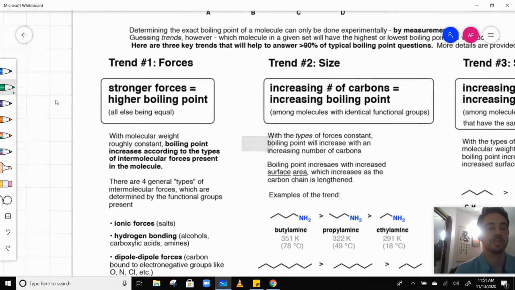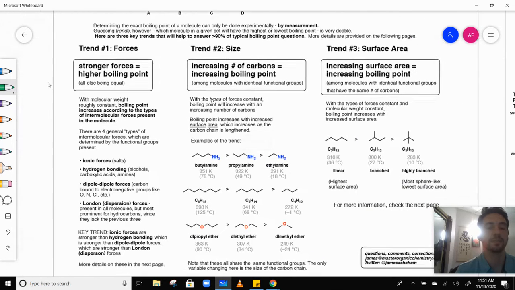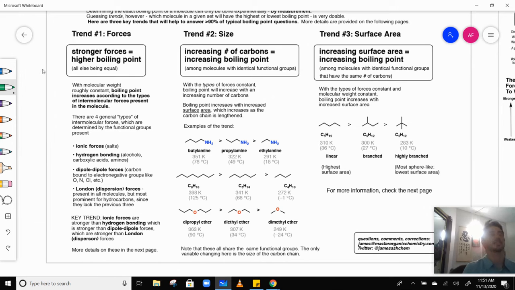When you look at this type of question, the first thing you want to look at is, are the intermolecular forces different? If the intermolecular forces are different, then you use this to determine, and what we just talked about actually, which one has the highest boiling point or the strongest intermolecular forces, right?